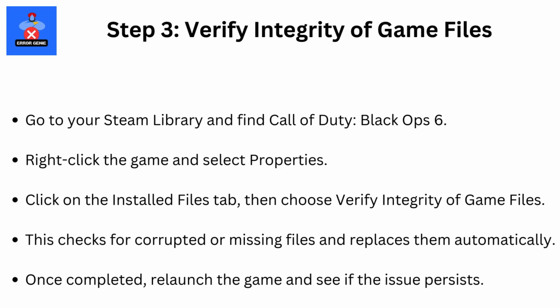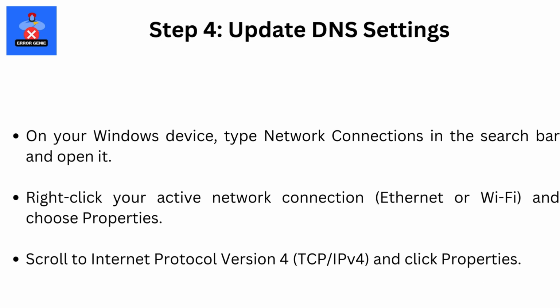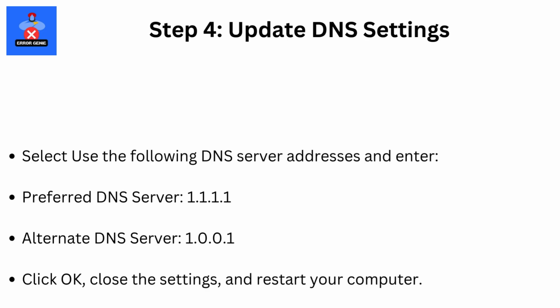Step 4. Update DNS settings. On your Windows device, type Network Connections in the search bar and open it. Right-click your active network connection, Ethernet or Wi-Fi, and choose Properties. Scroll to Internet Protocol version 4, TCP/IPv4, and click Properties. Select Use the following DNS server addresses and enter.